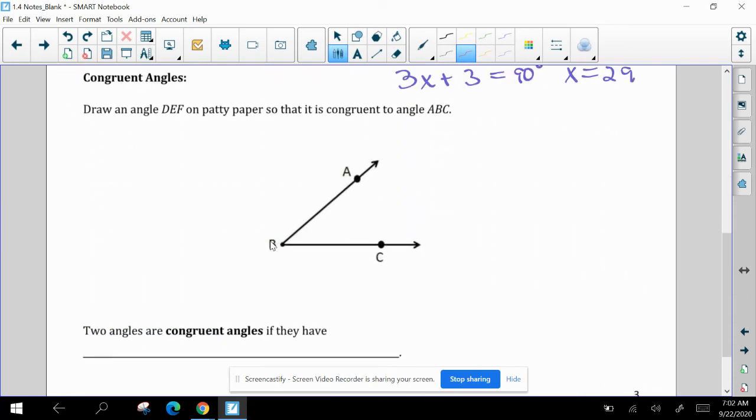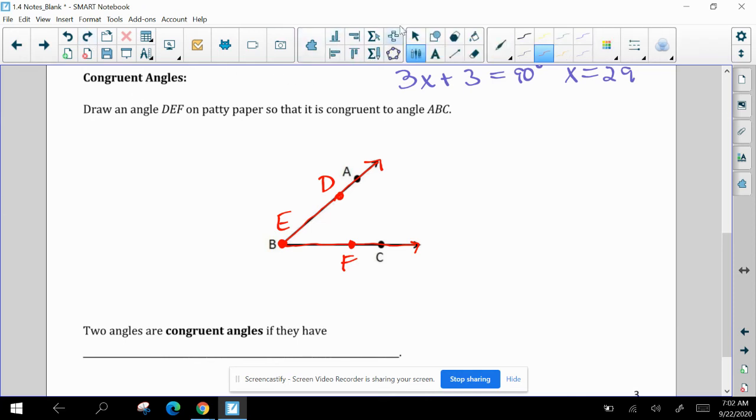Okay, so I don't have patty paper here, but the idea of being congruent is that you're going to draw an angle that overlaps perfectly. So patty paper is just like sheer, think of tissue paper or wax paper that you're going to draw over, and just the two rays have to coincide. So the two rays and then the vertex have to coincide, right? So D, E, F.